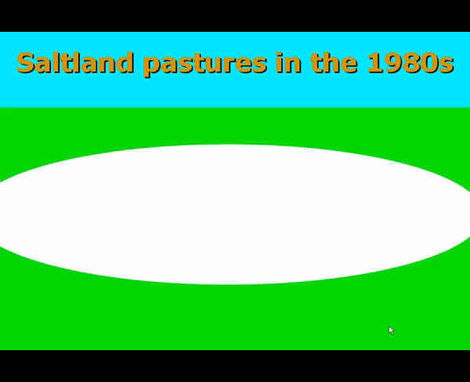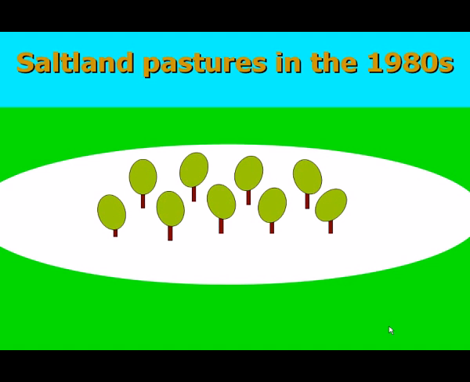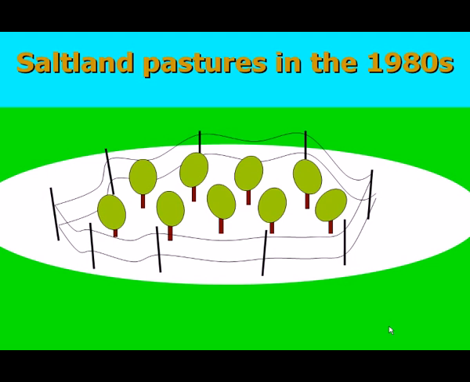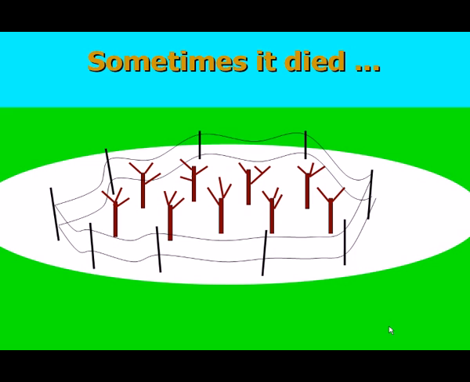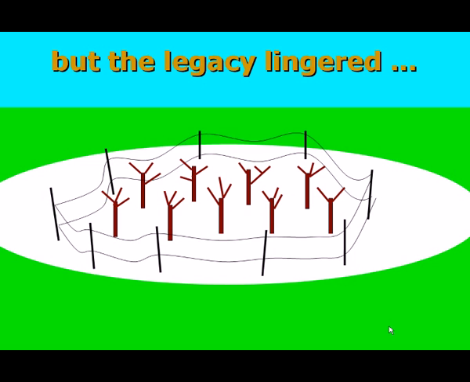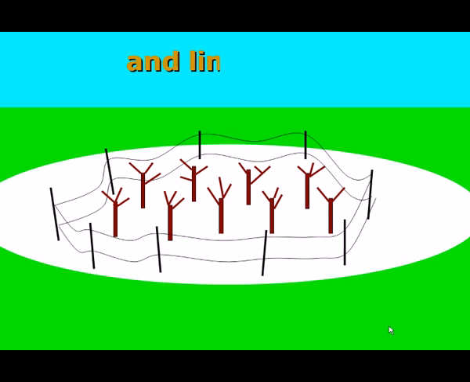When I joined the Department of Agriculture in the 1980s, I think we did saltland pastures a bit like this. We'd find a bare area of salt land and we'd plant a few plants and we'd string up a bit of a fence, and sometimes the stuff grew and sometimes the stuff died, but we always chose sites near main roads because it was good for extension. And so the legacy of those plant deaths lingered. We had a nice fence to show where the dead plants were, and they lingered.